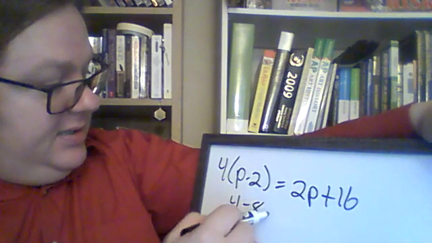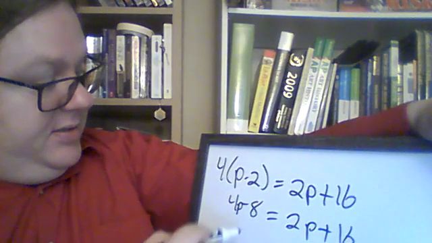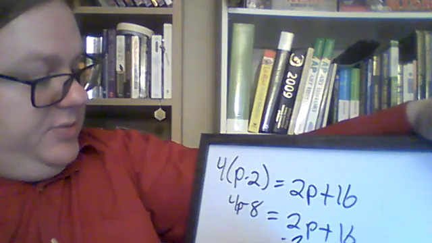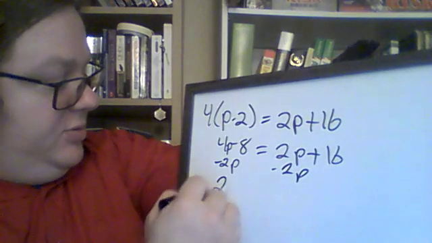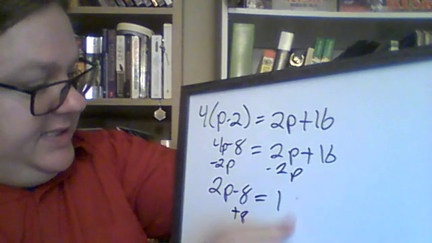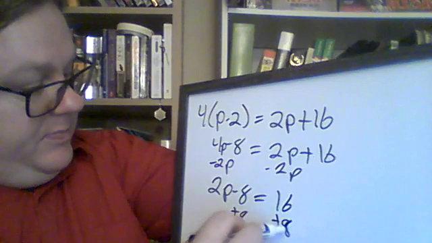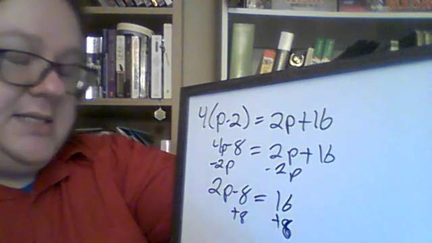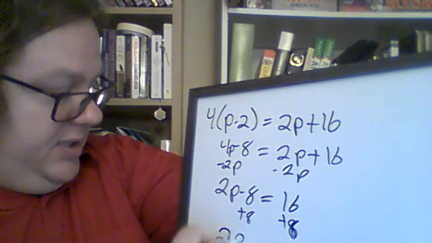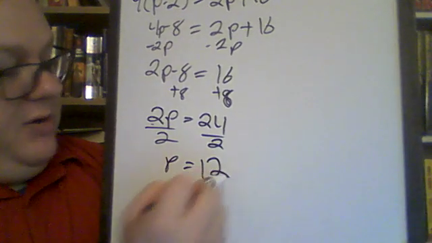4p minus 8 equals 2p plus 16. I didn't put the p. There we go. Minus 2p, minus 2p. We end up with 2p minus 8 equals 16, plus 8. 16 plus 8 is 24. 2p equals 24. Divide by 2, divide by 2, and p equals 12.